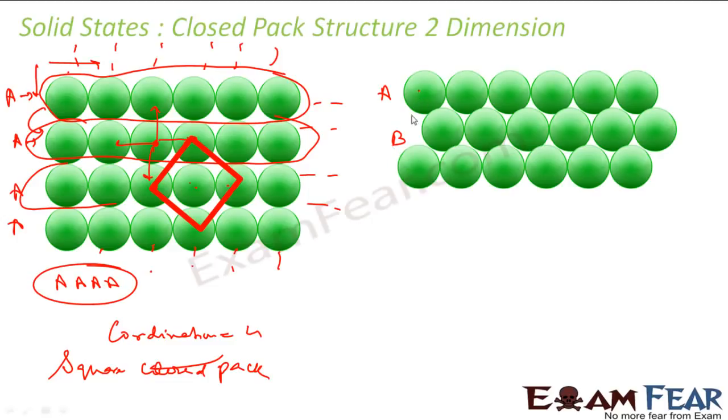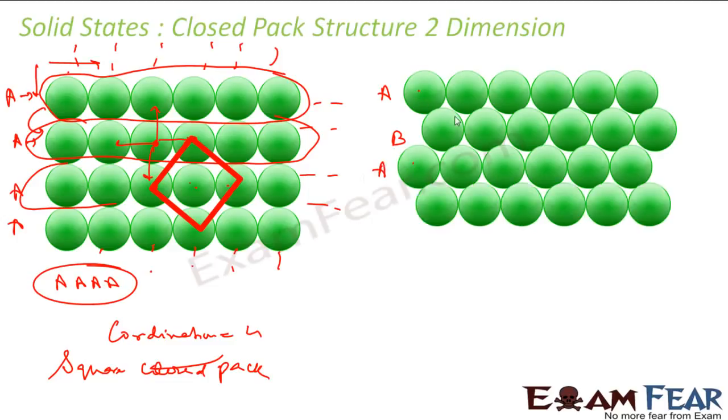So if you see, this arrangement is exactly the same. So this will again be arrangement A. Again this arrangement. So if you see, this and this are exactly the same. So B. So this is nothing but AB arrangement. Here the second row is placed above in a staggered manner, in such a way that the spheres fit in the depression of the first row.